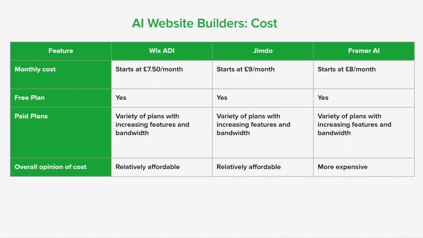The best will depend on your individual needs and your budget. If you're on a tight budget, maybe Wix and Jimdo might be a better option. But if you don't mind more features and you don't mind paying a bit more, Framer AI is a good choice. They all have a free plan, so you can test out the builder for free and see which one works well for you. And their starting off plans are quite cheap as well, with Wix being £7.50, Jimdo £9, and Framer AI £8 a month. So yeah, you just want to have a think about your budget and what features you actually need.